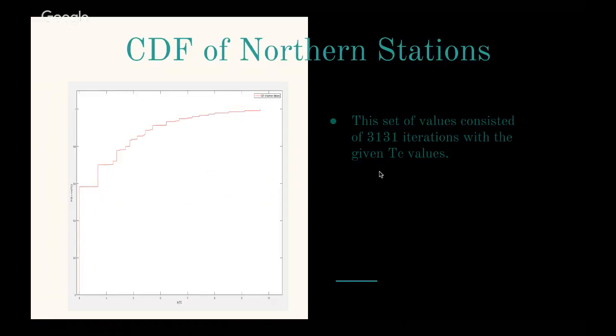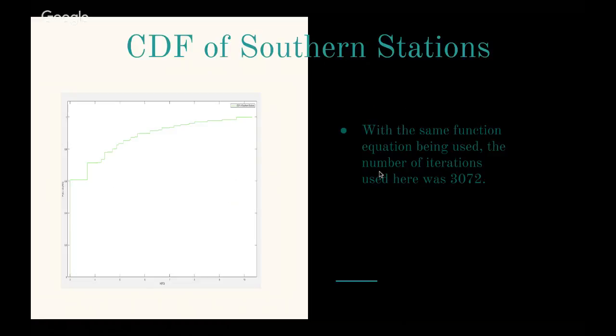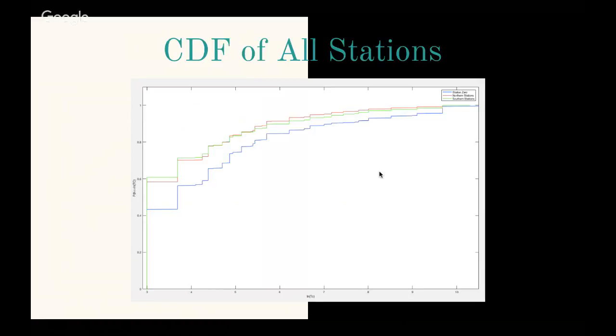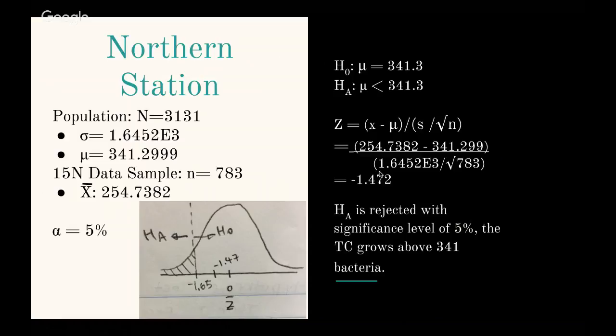This is the northern station and the southern station. And this is a CDF combining all three of the stations onto one graph. And as you can see, there's a big gap between the northern and southern stations compared to the 0 station. So we conducted a hypothesis test between the northern and the southern stations in order to determine whether or not one was higher than the other.